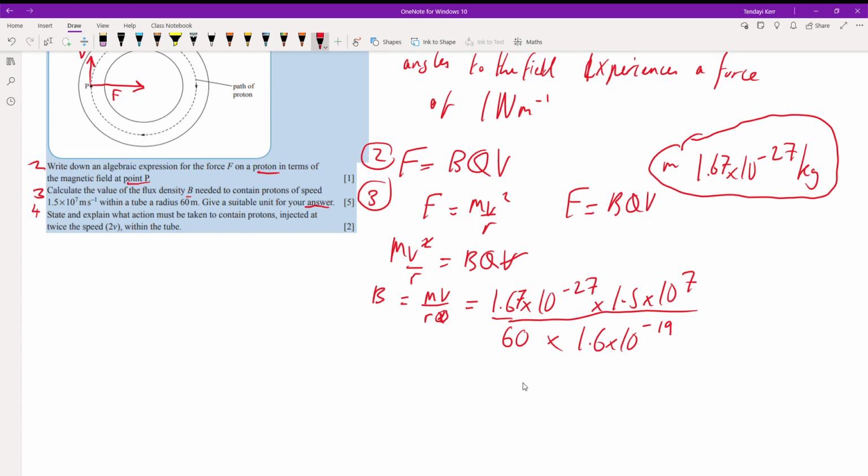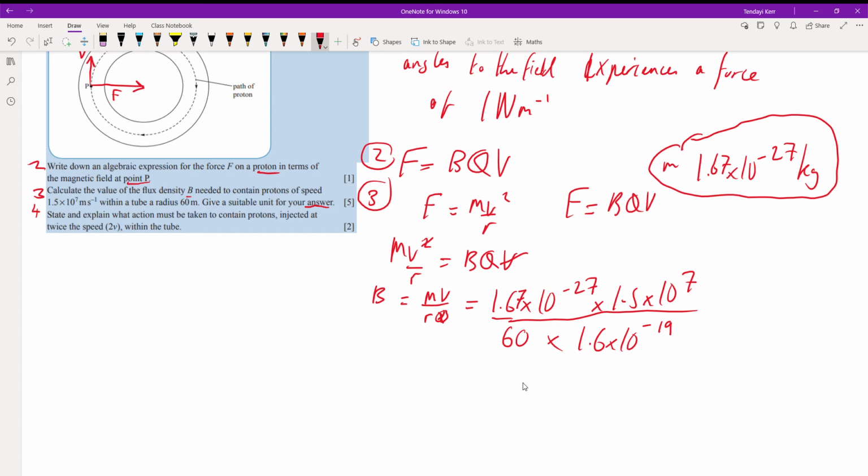So why is it 5 marks? 5 marks because we've got to equate the forces. We've got to rearrange the formula in terms of B, substitution into the equation. And then the other bit is to give a suitable unit for your answer. We also need to go to an appropriate number of significant figures as well. So that would be 2 significant figures.